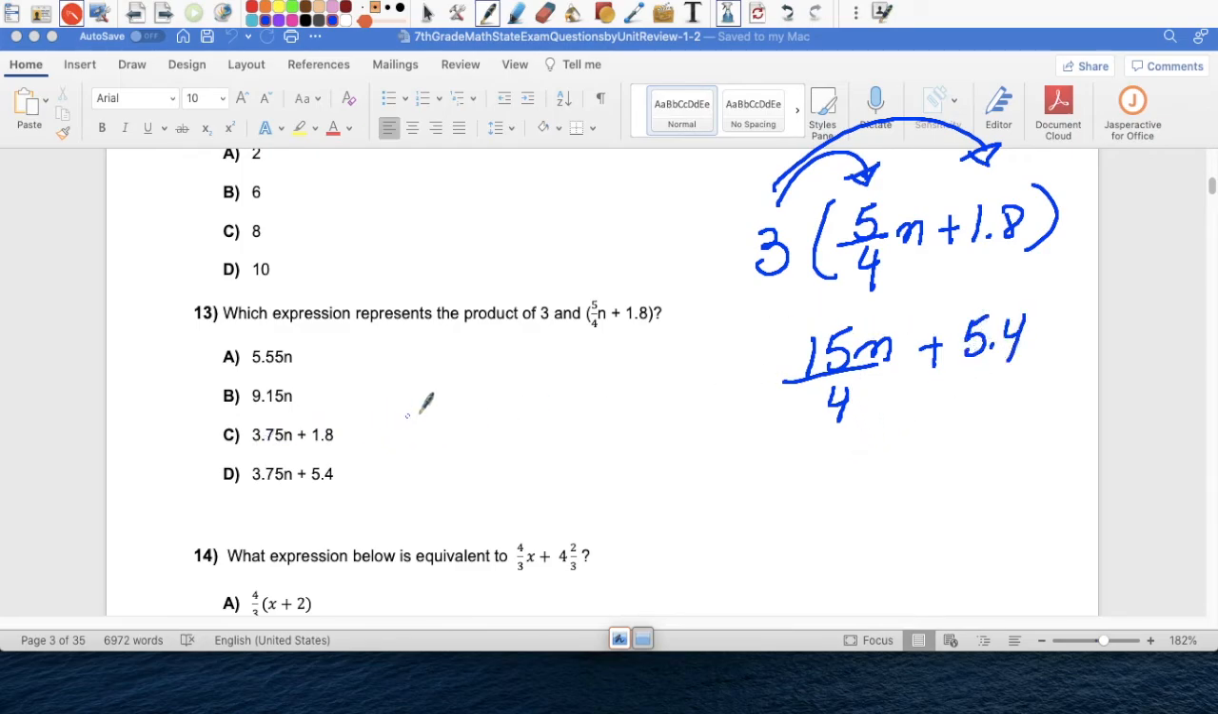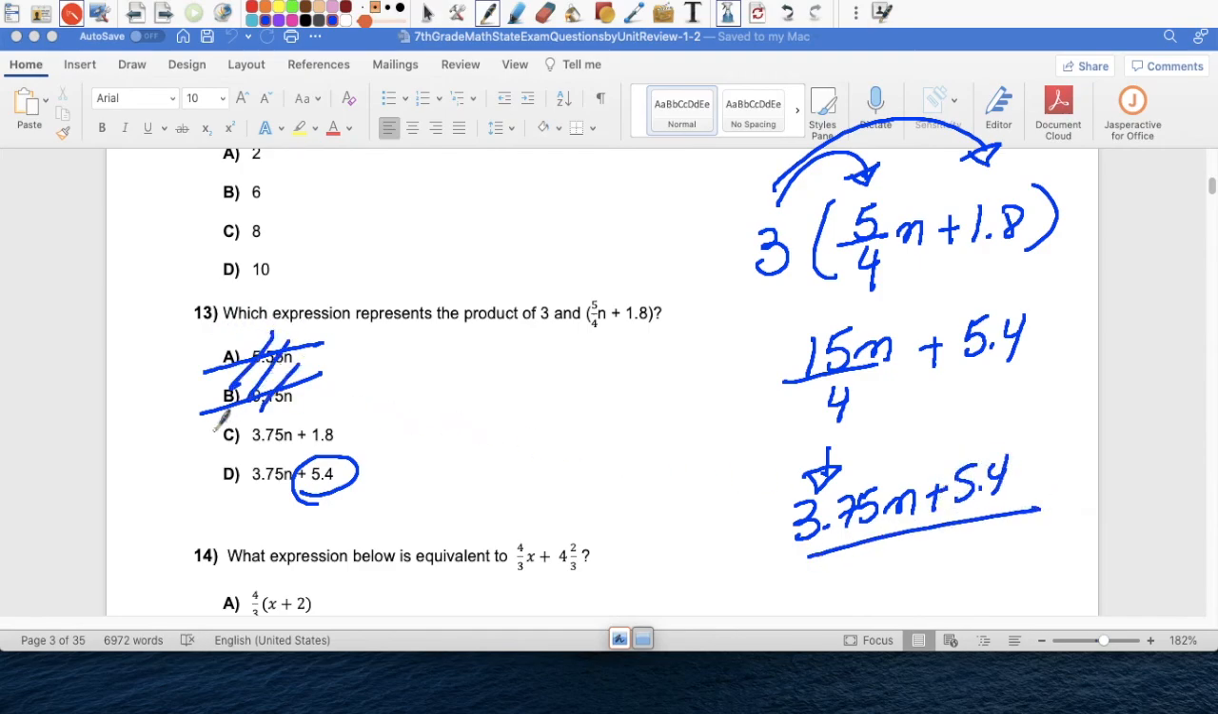And then if you look at your multiple choice answers, the only one that has plus, this is gone, because you can't combine like terms. And just looking at your answer, the only one that has plus 5.4 is this. And just to confirm, is 15 divided by 4 3.75? You can take your calculator and do that, and you'll see that this can be rewritten as 3.75n if you wanted to. Okay, but right away, these two could have been thrown away. Okay, and that's that.